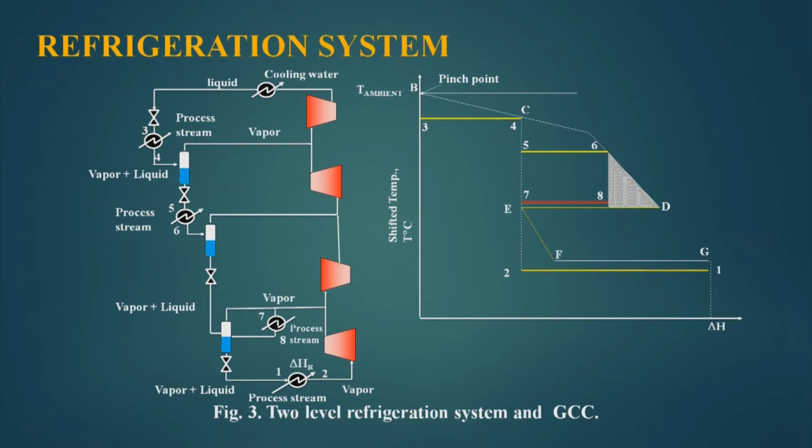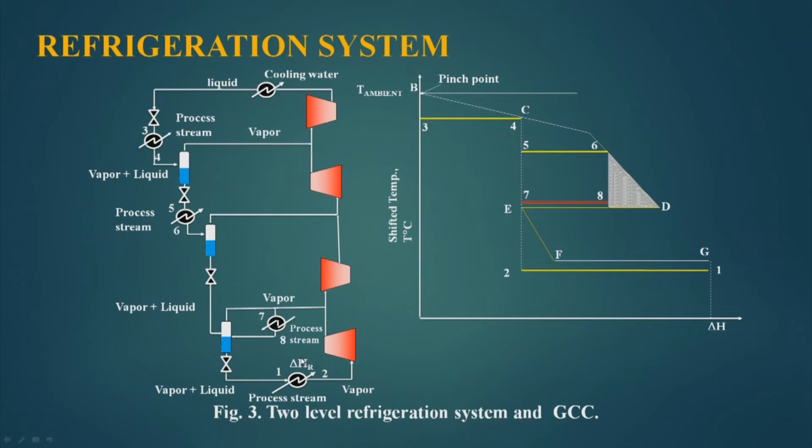Now, this is a new system in which we will be saving far more energy. How? Because now we are providing cooling at 3 different temperature levels. This is one temperature level which is at the highest temperature, then this is the second temperature level 5 to 6 which is being created by this evaporator. This is 3 to 4 which is created by this evaporator, and then 2 to 1 which is created by this evaporator.